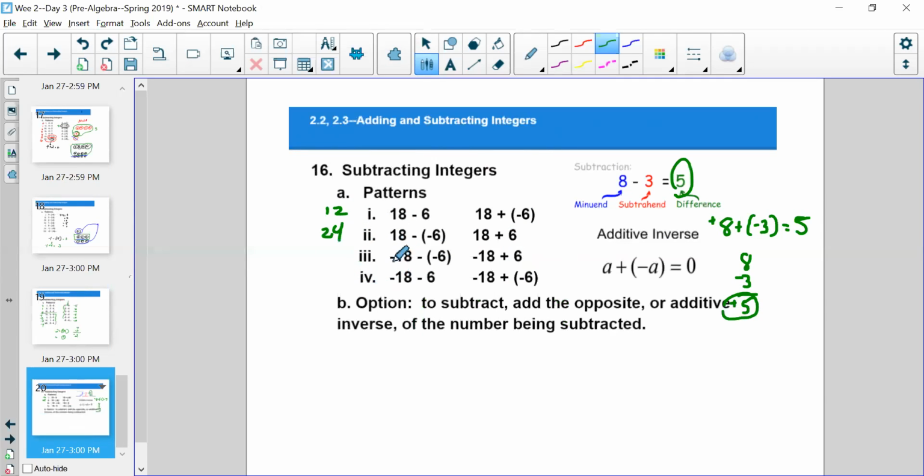Here you've got negative 18, subtract a negative 6. So you've got a smaller number taking away a larger number. So this subtract the negative is going to become positive. So that would be negative 12 as an answer. And then negative 18, take away a positive amount, would also result in negative 18 plus a negative. So that's going to put you farther into the negative.